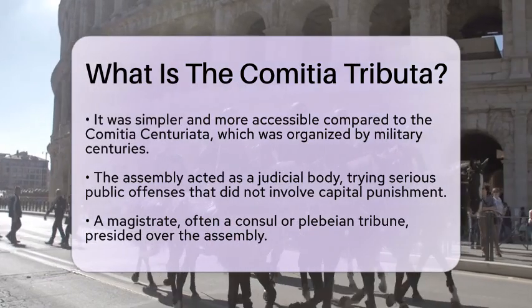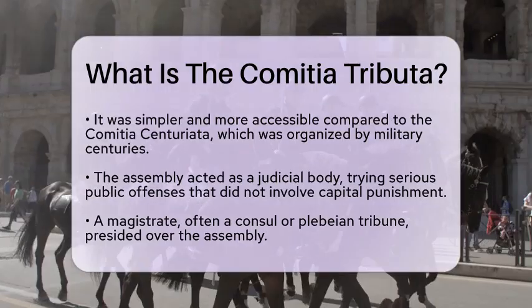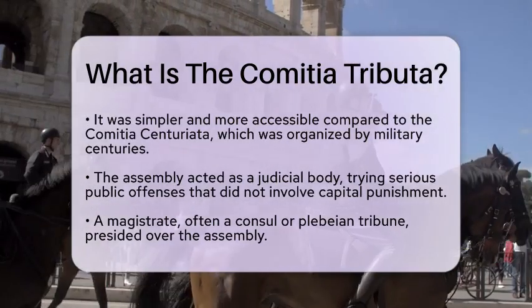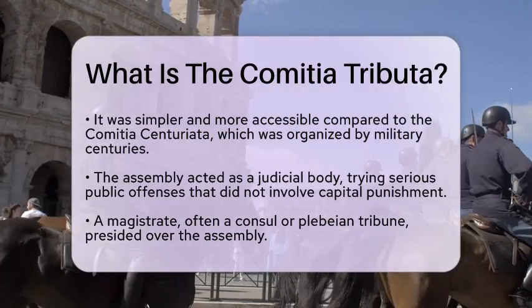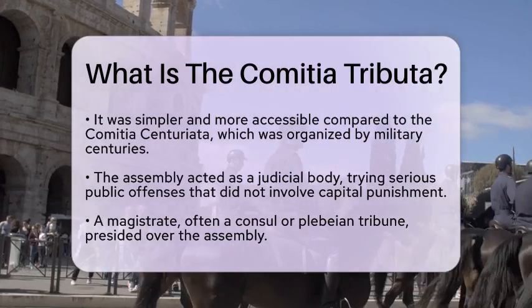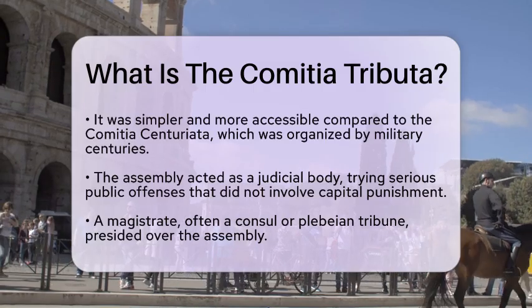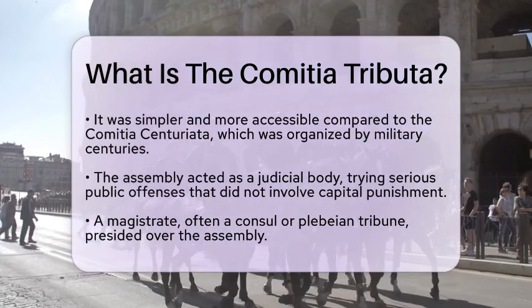The assembly was presided over by a magistrate, often a consul or a plebeian tribune. However, the legislative business was controlled by aristocratic magistrates who proposed measures. The people could vote on these proposals but could not initiate legislation themselves.